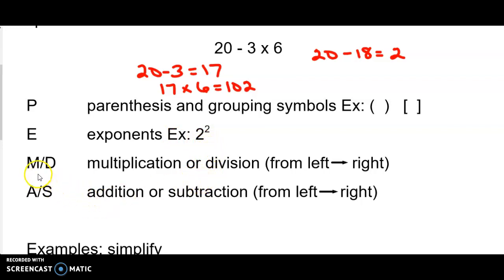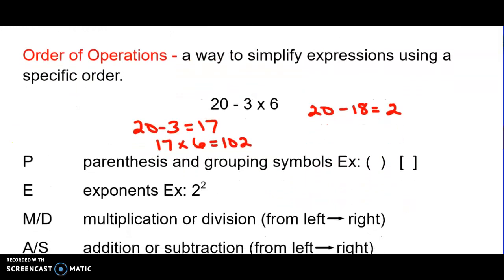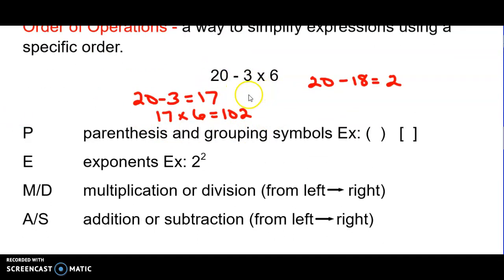Third, you want to do any multiplication or division. So that's what the M and the D in PEMDAS stands for, multiplication or division. And you always want to go from left to right when solving multiplication or division and simplifying that. And then finally, you want to do either addition or subtraction. That's what the A and the S stand for, addition or subtraction. And again, if you have more than one number to simplify with addition or subtraction, you want to solve them from left to right.